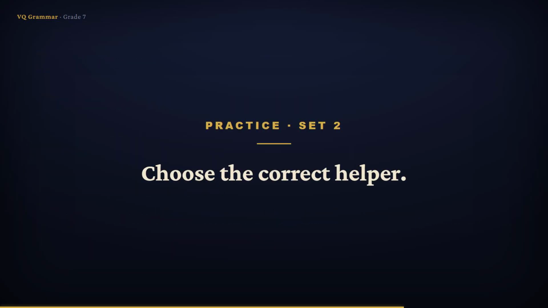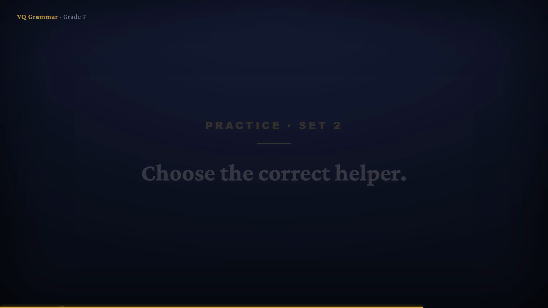Now each sentence is missing its helper verb. Choose the form that fits the timing. Remember, use have or has to tie a past action to now, and use had when one past action came before another. Pause and try each before I answer.